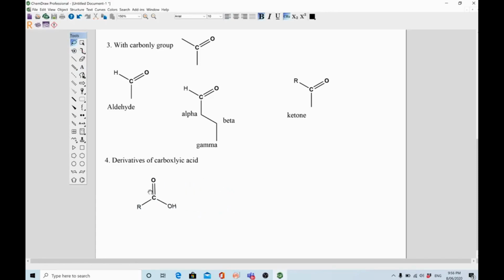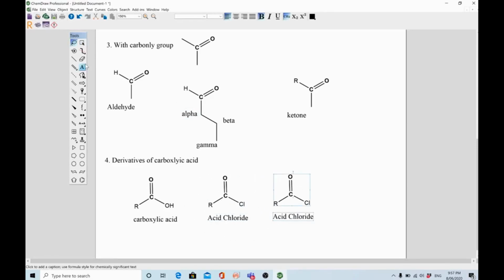So this is carboxylic acid. It contains a carbonyl group and OH. So this is the important carboxylic acid. Next, from the carboxylic acid we move towards the next functional group, which is a derivative of carboxylic acid because it's derived from this, that is acid chloride. And next to acid chloride is amide. So this functional group is called amide.